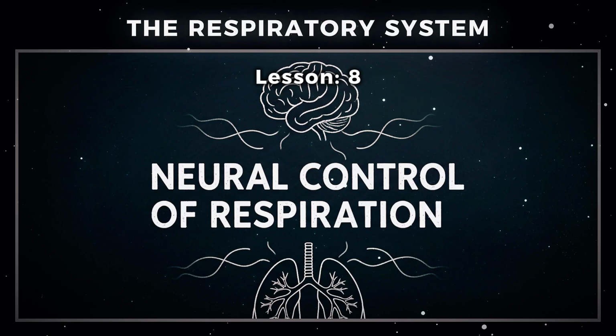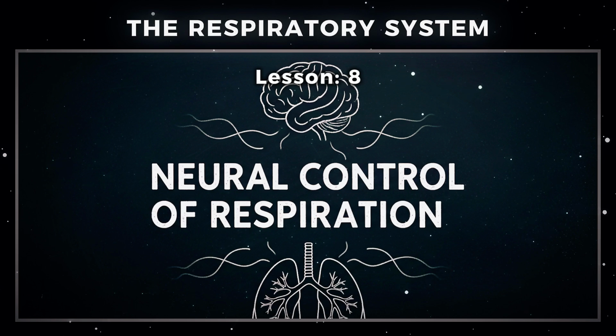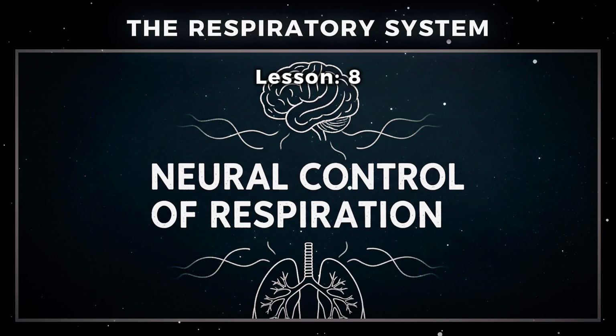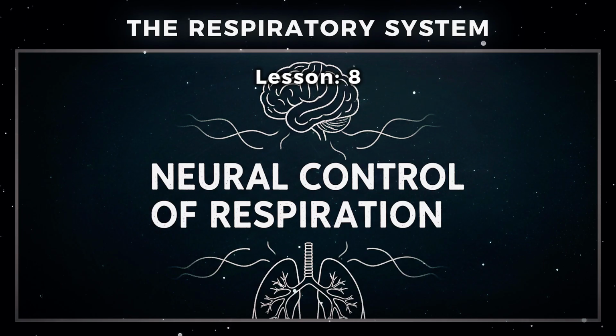While the VRG sets the pace, the DRG acts as the integration center. It receives input from all over the body, from your lungs, your blood vessels, and even your joints. It takes all this data, processes it, and then nudges the VRG to adjust the breath accordingly.